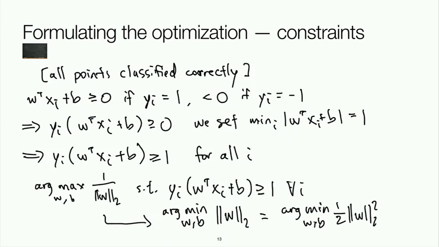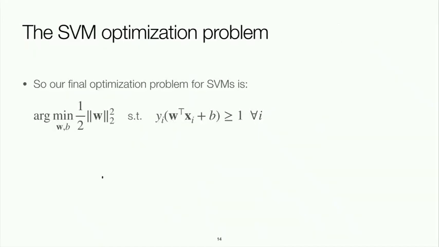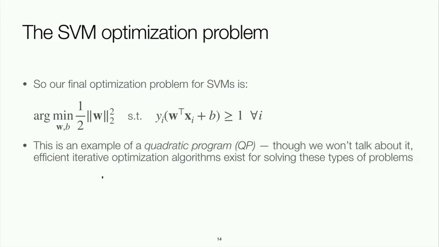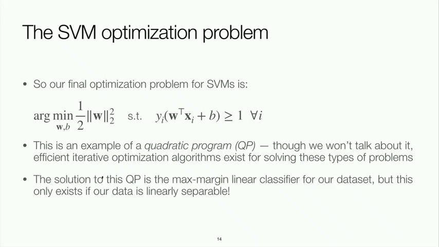One slide, and then I'll take questions during office hours. This is our final objective problem for SVMs, which we already said. This is an example of something called a quadratic program, which is an optimization problem where the objective is quadratic and all of our constraints are linear. For these types of programs, effective iterative optimization algorithms exist. We won't talk about them because they're kind of complicated, but 127 and 227 do a very good job of covering this if you're interested. The solution to this quadratic program is our max margin linear classifier, the one that maximizes the distance to any points on either side of our boundary.